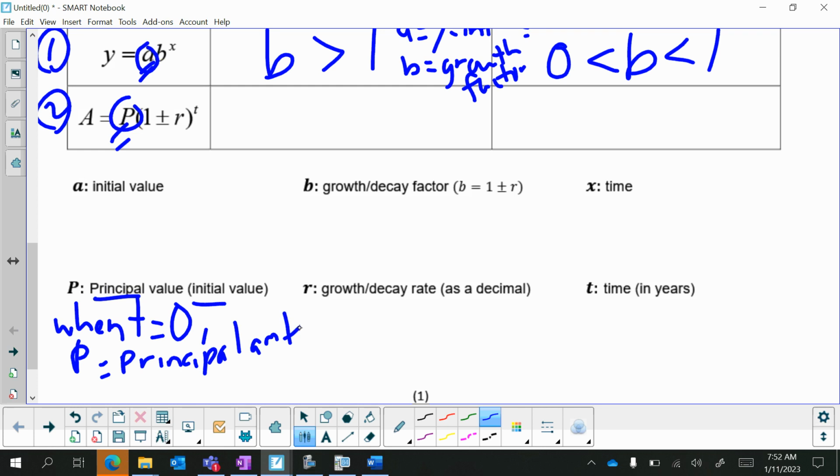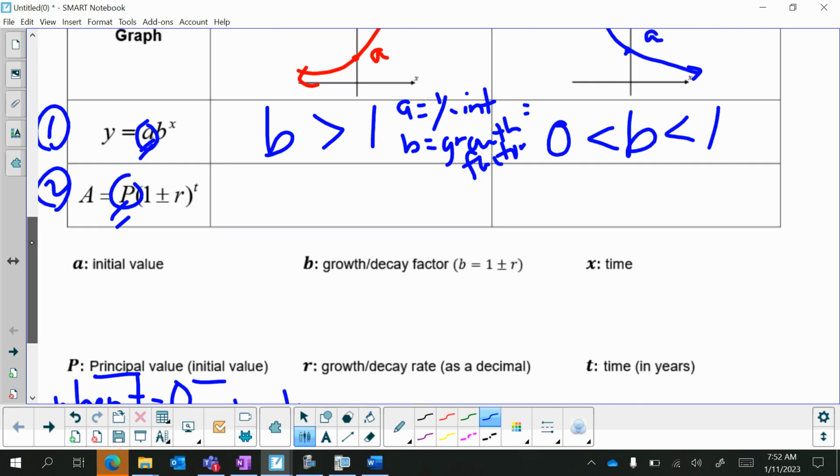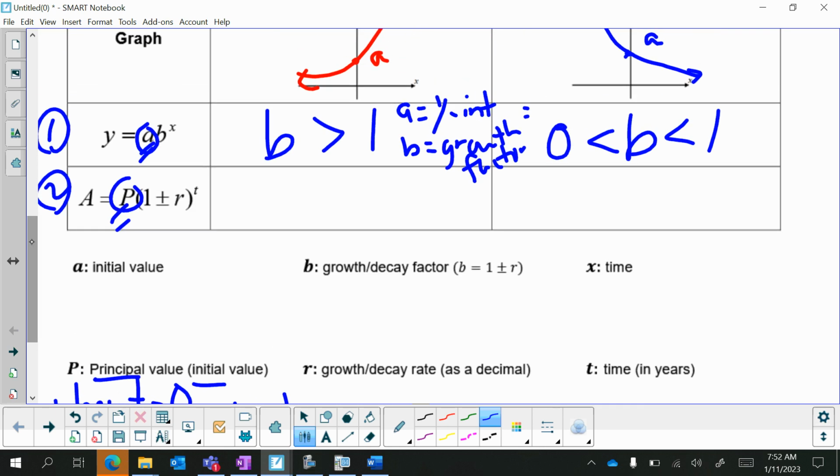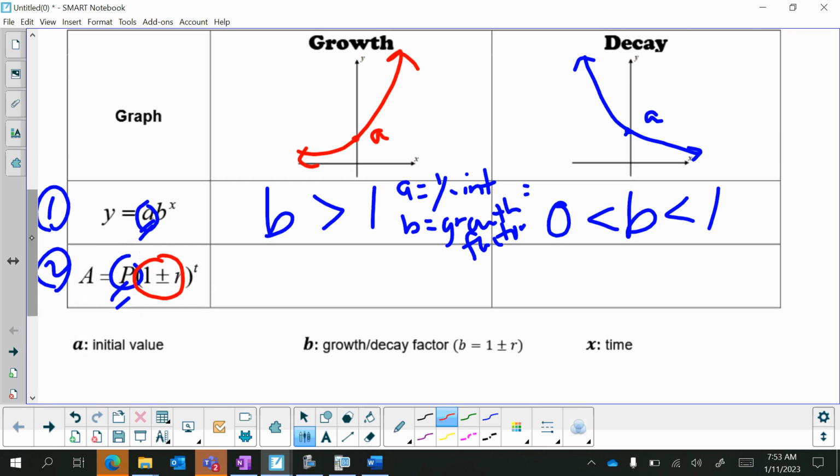Okay. So when we talk about money, we use the word principal instead of initial. Same thing. Now, let's talk about this growth factor. 1 plus R or 1 minus R is the growth factor. If it is growth, which it is in this first column here, then the B is equal to 1 plus R, where R is the growth rate.